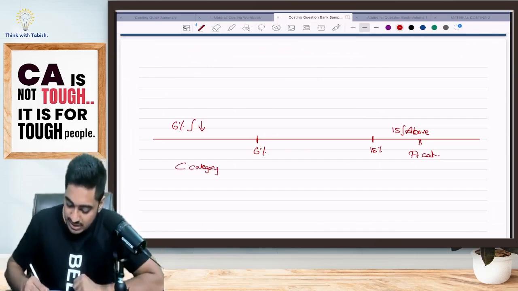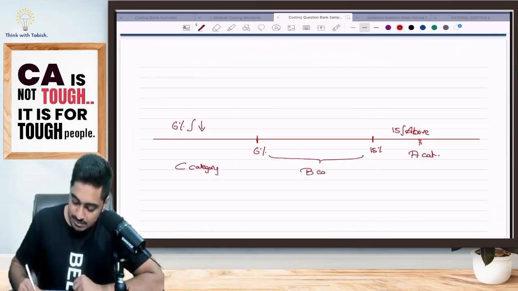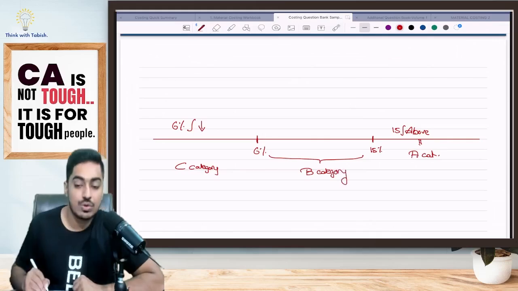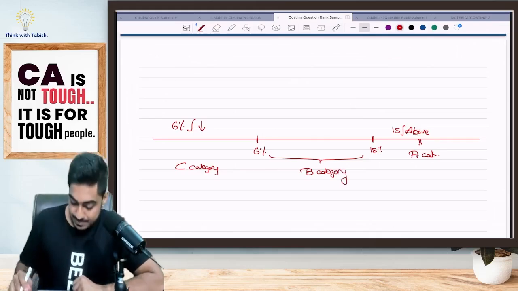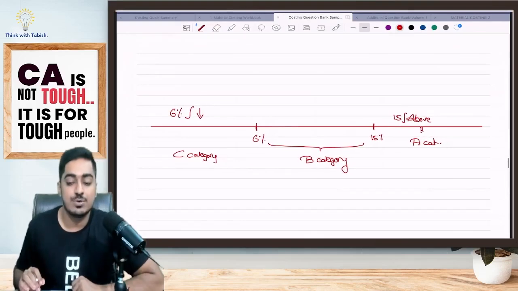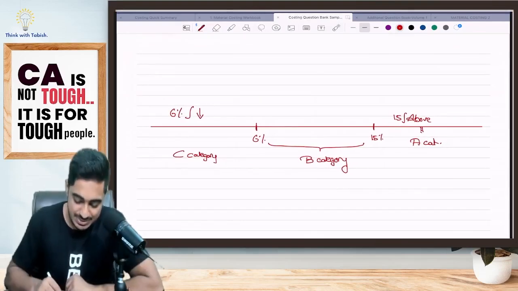That means in between this, that is from 6 to 15, I will have my B category. Yes or no, everyone? Is this clear? Perfect. So based on this, we'll have to do our ABC analysis. Pay attention, simple question only.